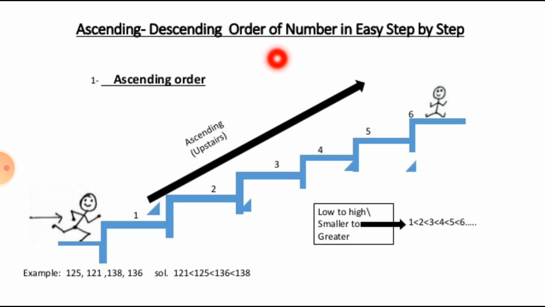Ascending and descending order of numbers in easy steps. Number 1 is ascending order. As I told you, ascending means moving upside. It means you have to move upstairs. You can see this cartoon is moving upside, and you have to take the smallest number first and then slowly move to the biggest number. You can see the arrow starts with the small number and moves to the biggest number. So this way you have to arrange the numbers.